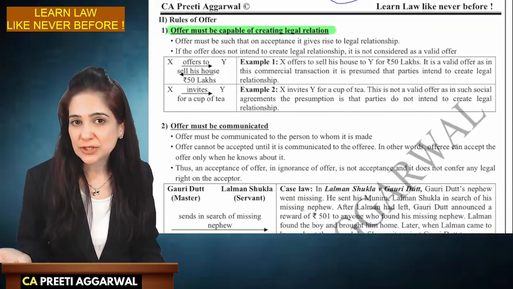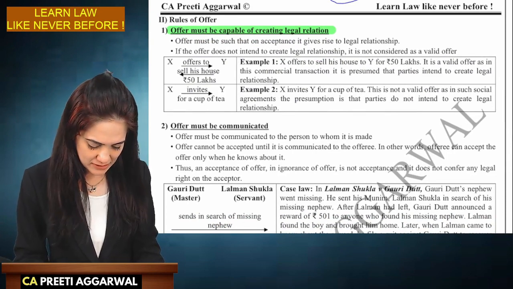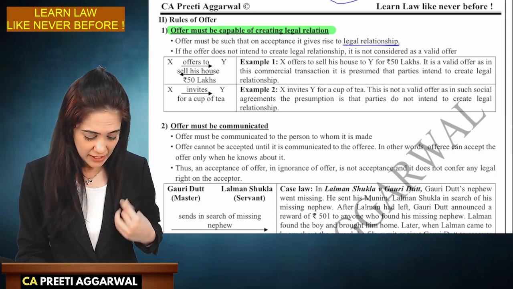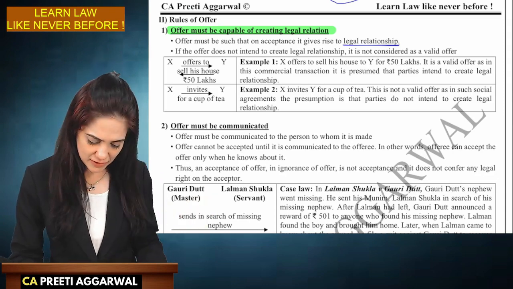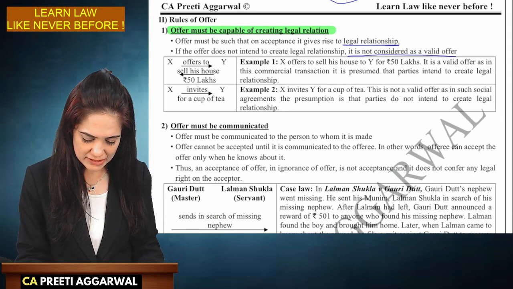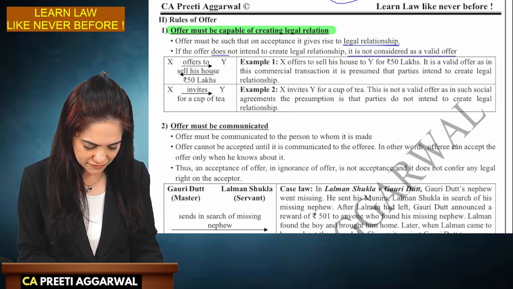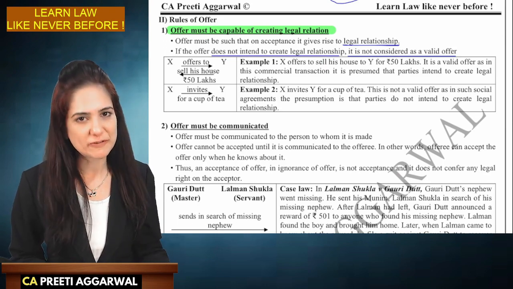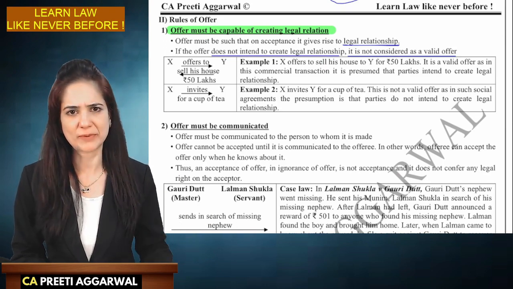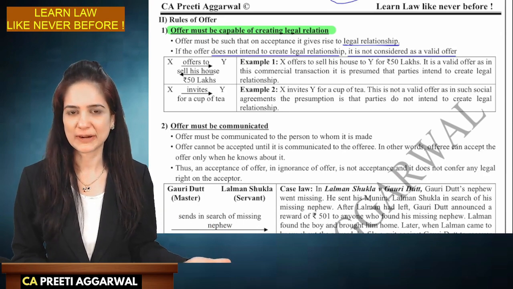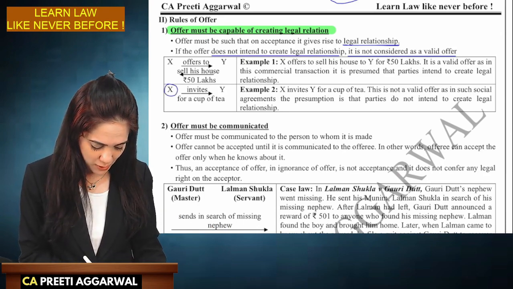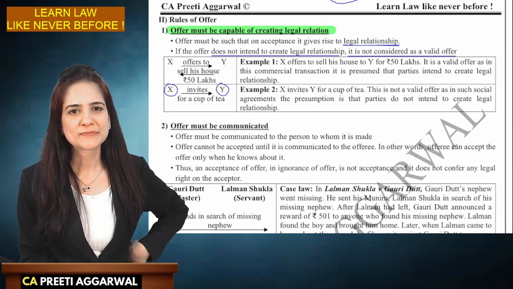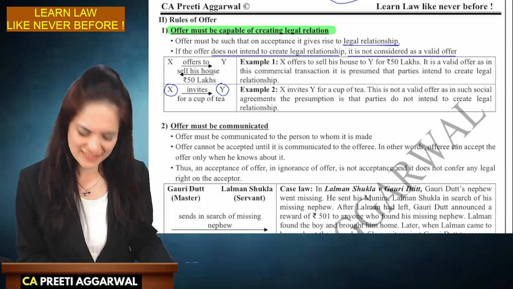Offer must be such that on acceptance, it should give rise to legal relationship. If the offer does not create legal relation, it is not considered as a valid offer. X offers to sell his house to Y for 50 lakhs. He wants it to be accepted by Y. It's a valid contract. X invites Y for a cup of tea, and if Y does not turn up, can X take action? This is a social agreement.